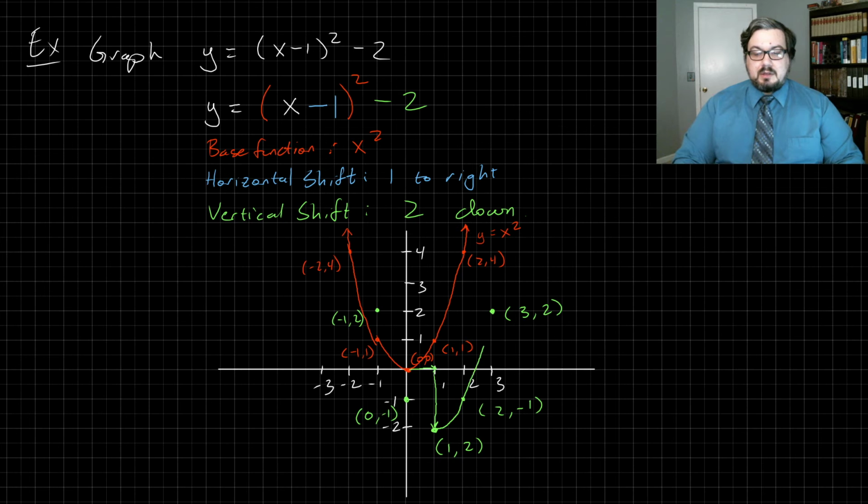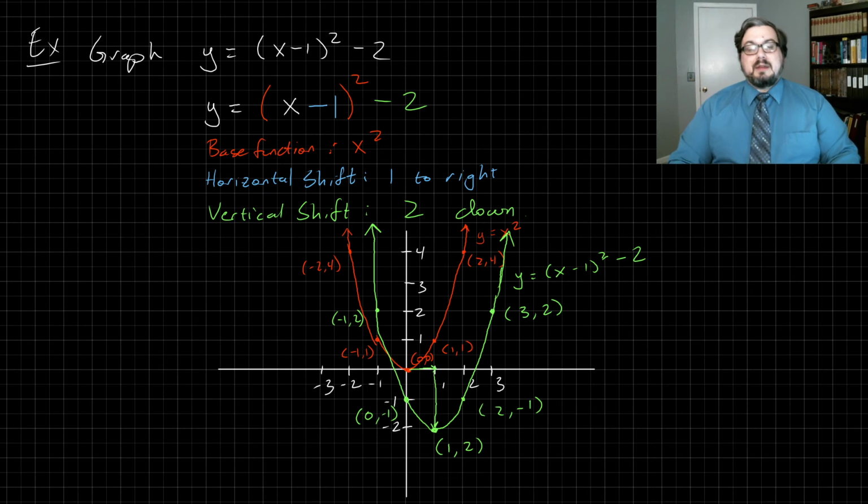So let's fill in the graph of that. And there we go. So we can see that the graph of (x minus 1) squared minus 2 looks just like the graph of y equals x squared, but it's been shifted down and to the right.